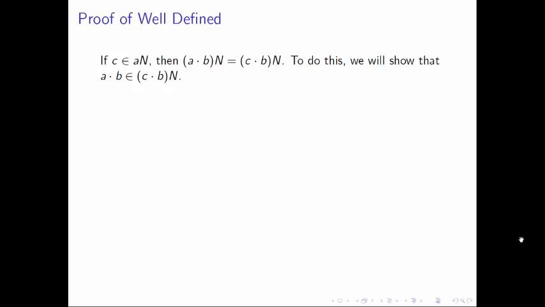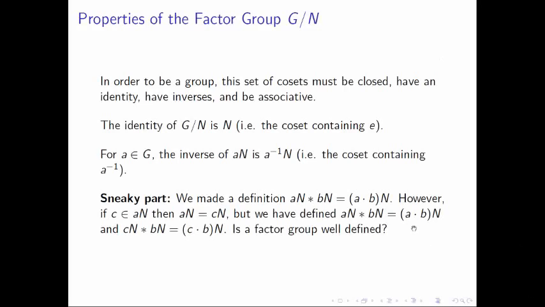So really what we want to do is say, let's suppose that C is an element of the coset aN, and we've defined aN · bN. We want to check that we have made a well-defined operation, that we're going to send these to the same places. So if you go back, we want to check that this coset and this coset are the same.